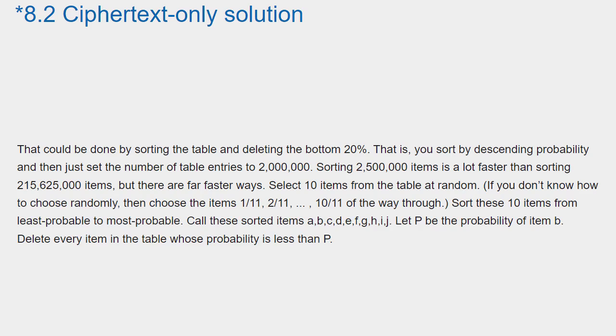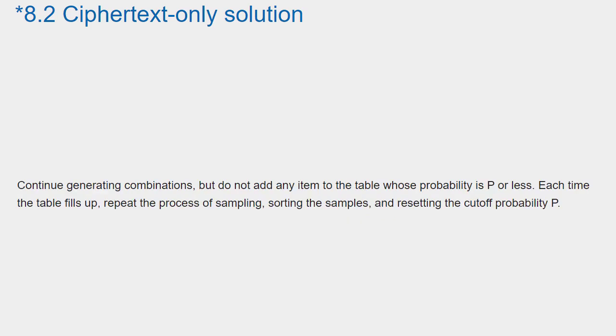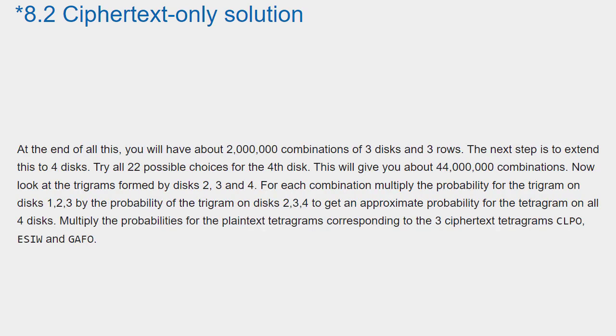Let P be the probability of item B. Delete every item in the table whose probability is less than P. Continue generating combinations, but do not add any item to the table whose probability is P or less. Each time the table fills up, repeat the process of sampling, sorting the samples and resetting the cutoff probability P. At the end of all this, you will have about 2 million combinations of 3 disks and 3 rows.